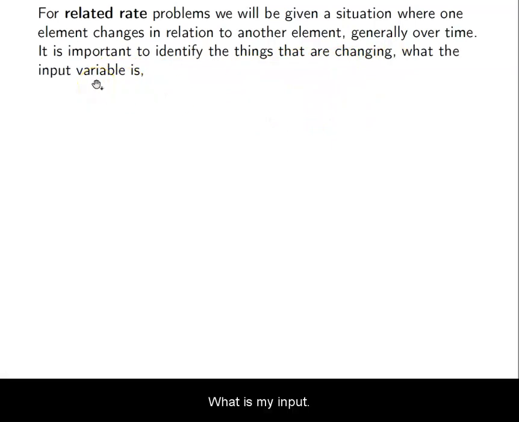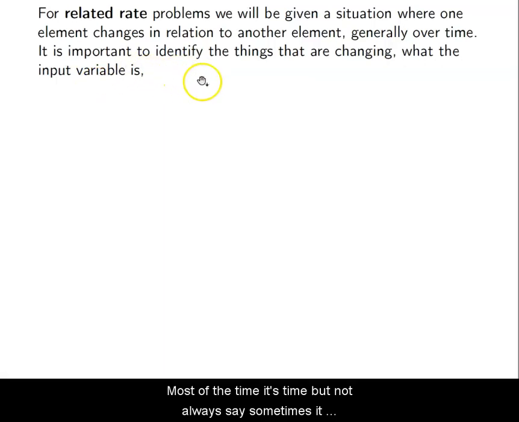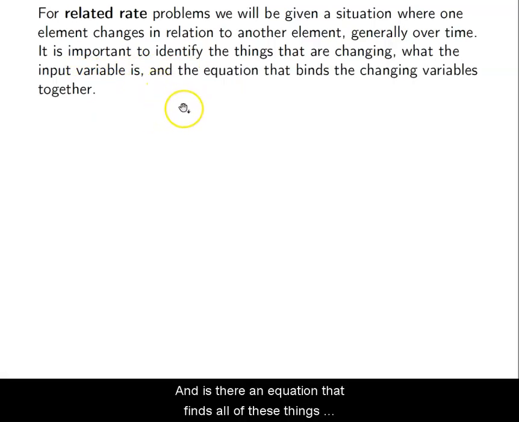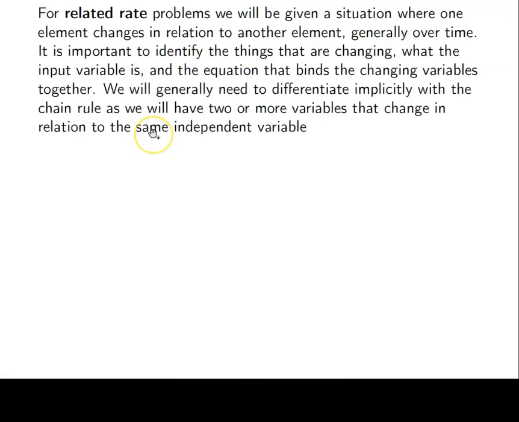What is my input variable? Again, most of the time it's time, but not always. Sometimes it is distance. So what is changing? What is my input variable? Is there an equation that binds all of these things together, and if so, what is that equation? Understanding that I'm probably going to have to differentiate it implicitly, there's probably more than one function that changes over time. So we're generally going to need to differentiate implicitly with the chain rule, because we're going to have two or more variables that change in relationship to our independent variable, which is generally time.